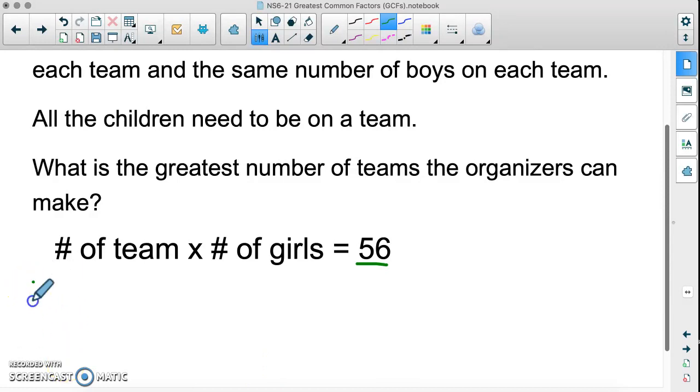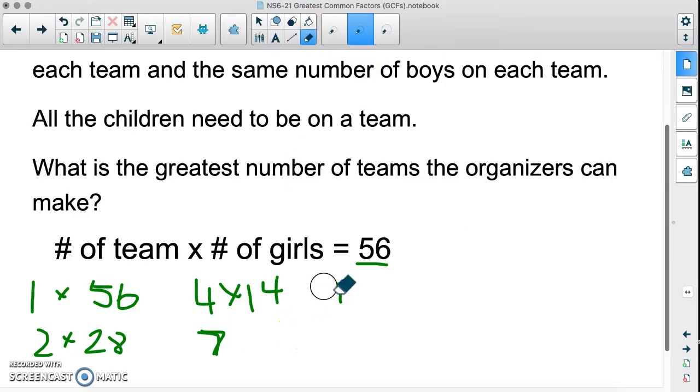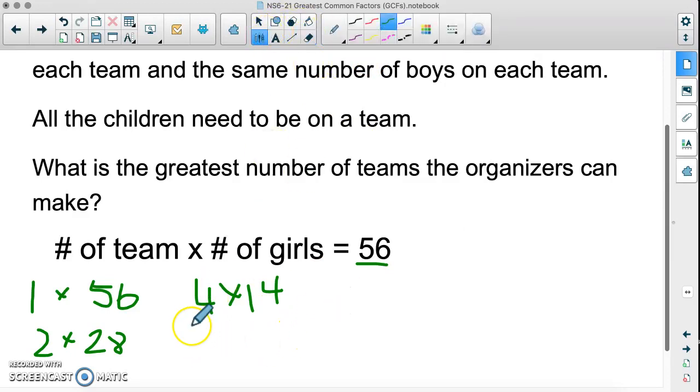We could do 1 times 56 itself. We could do 2 times 28 to give us 56. We could also do 4 times 14, and we could do 7 times 7 as well to make 56. Sorry, my computer froze. So all of our factors for 56 are 1, 2, 4, 7, 14, 28, and then 56.